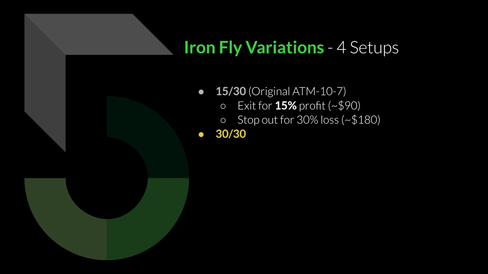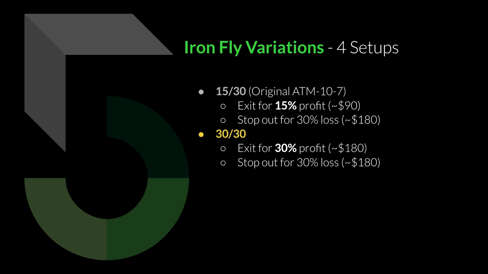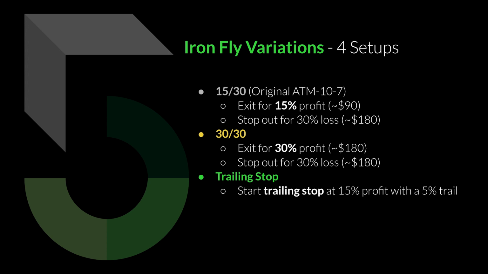The second one is simply the 3030, and you can probably guess this is simply exiting for 30% profit or getting stopped out for a 30% loss. So this is just a 1-to-1 risk to reward ratio. The third variation is a trailing stop variation. So I'm entering the iron fly just like the previous variations, except in this case, I'm going to start a trailing stop at 15% profit with a 5% trail.